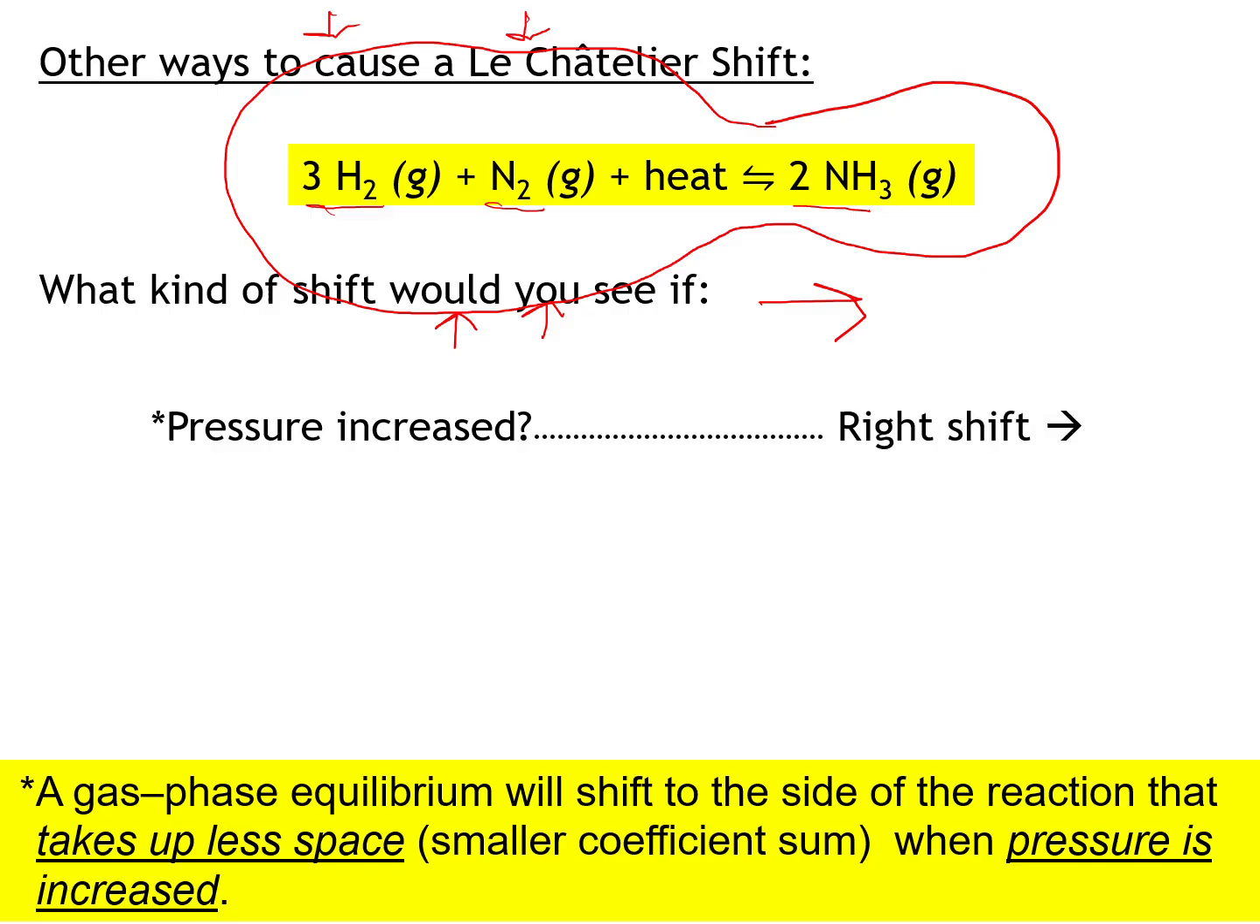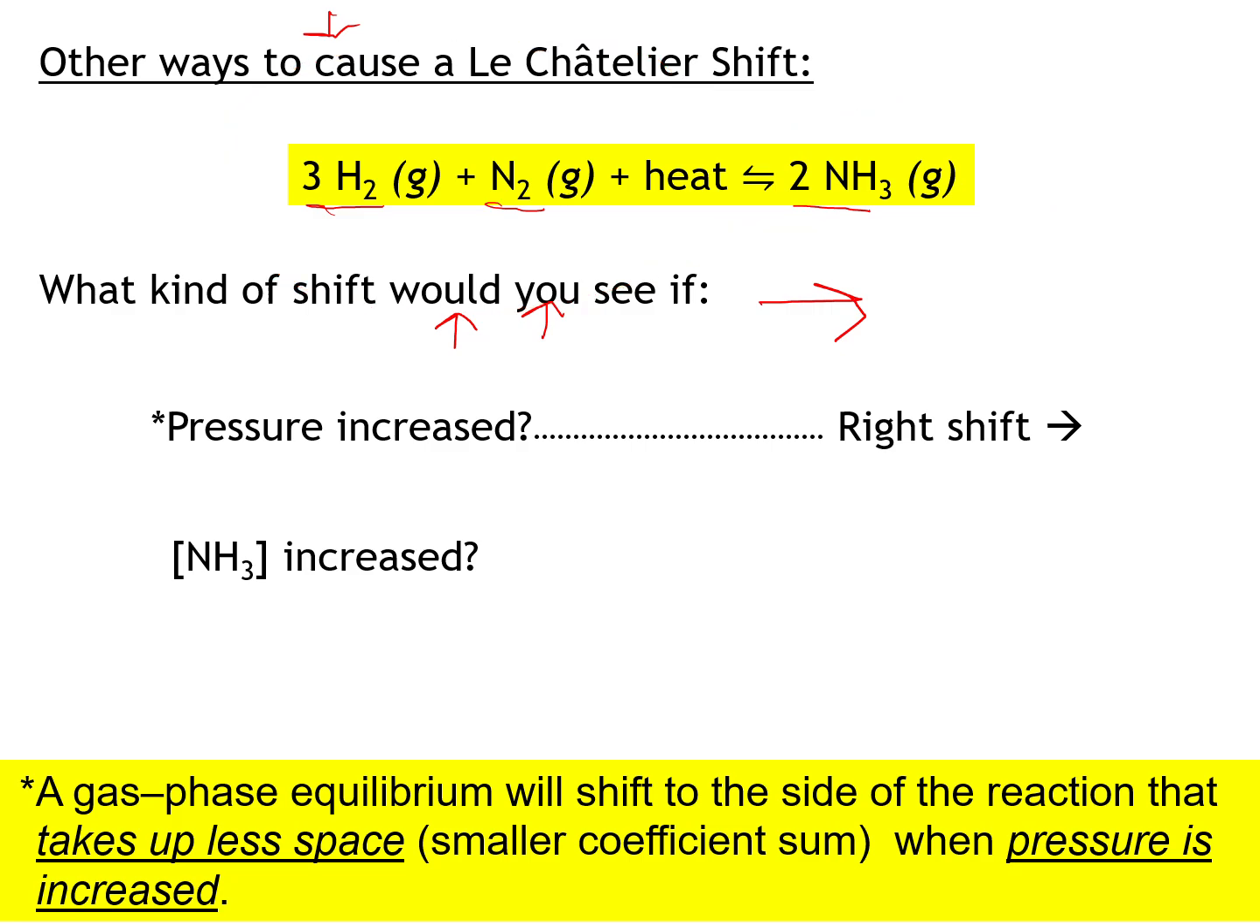Let me see. So highlighter. So the next one, NH3 increased. I'm going to go and erase this. There should be a way to get rid of all of it, but I can't think of what it is at the moment.